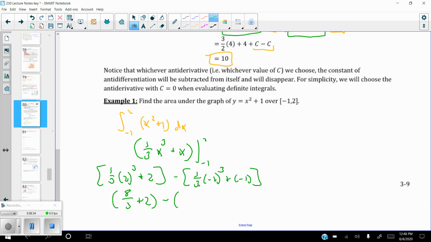In the second parentheses, we get 1/3 times -1 cubed. -1 cubed is -1, so that's -1/3. Plus -1 is just -1.